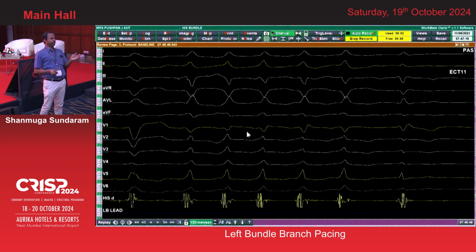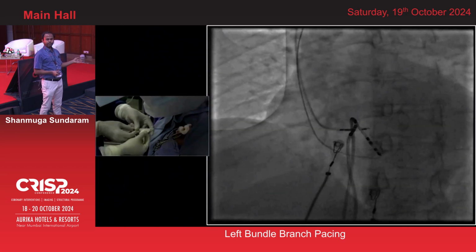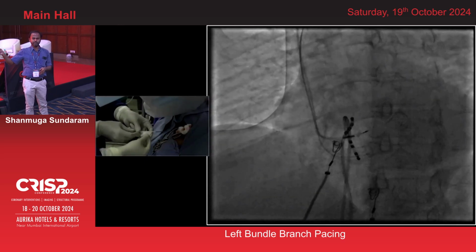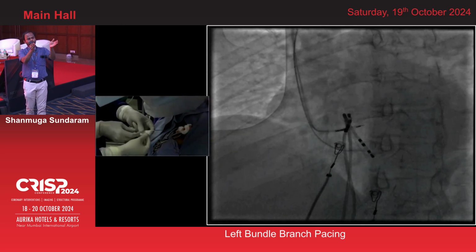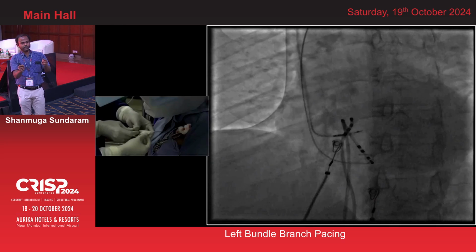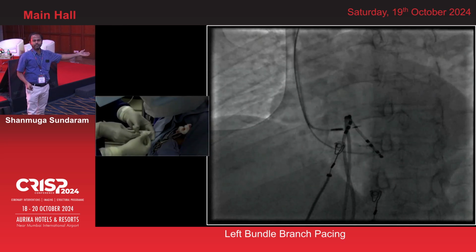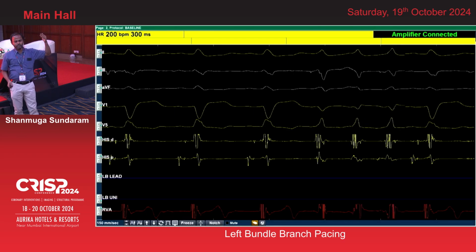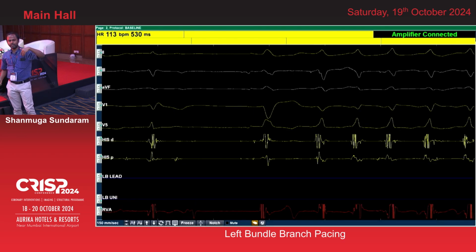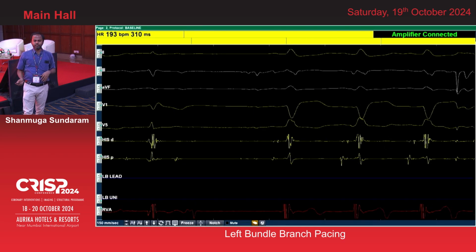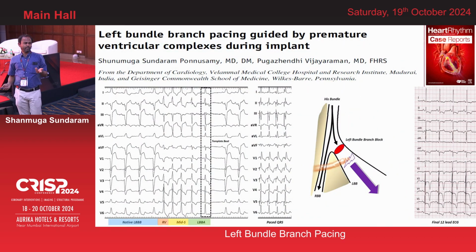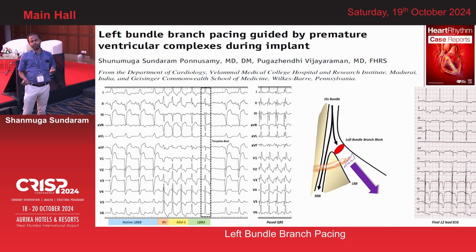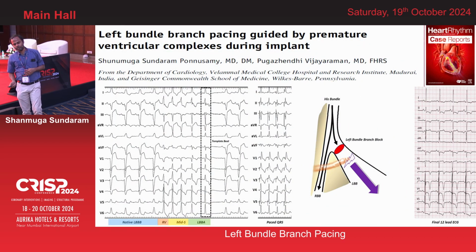So once you see the PVCs, you need to have a good friend to help you in finding these PVCs, because you will be watching the fluoroscopy screen to give the rotation, and when your friend tells you, yeah, you got this PVC of RBBB morphology, then probably you can stop giving rotation, and that is the ultimate endpoint for the procedure. This way we call it left bundle branch pacing guided by the premature ventricular complexes approach.